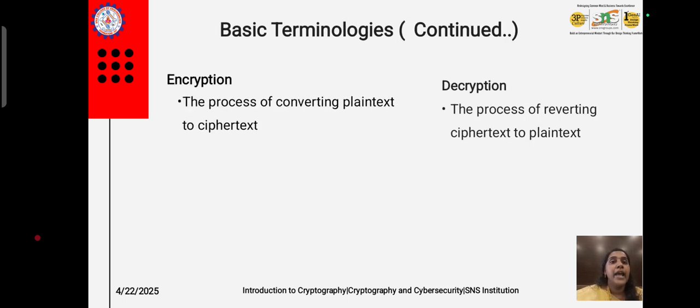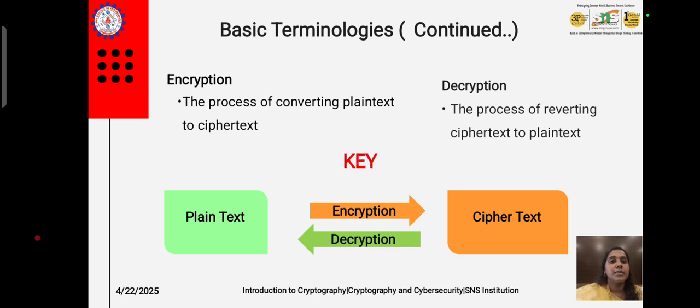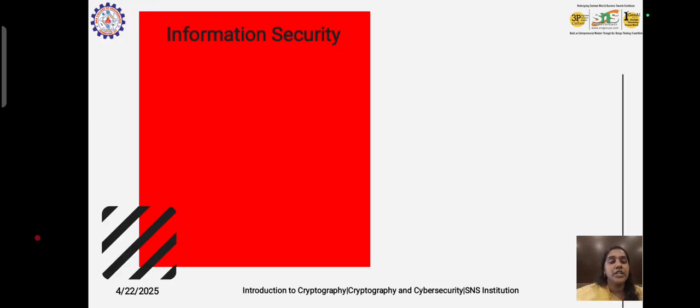Next, coming to encryption and decryption. Encryption is the process of converting the plain text to the ciphertext. Whereas decryption is the process of reverting ciphertext to plain text. This process takes place with the help of a key. Here the key can be either public or private. We'll discuss that in a later session.